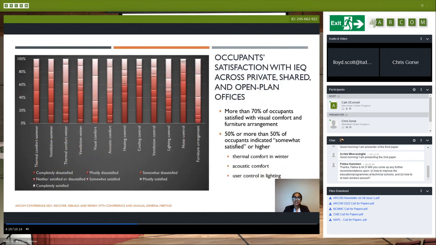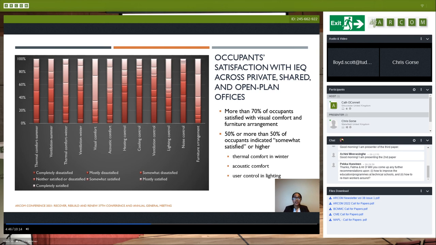The current study compares the occupant satisfaction level and practice of occupant behaviors across three office types: private, shared, and open plan offices. More than 70% of occupants were satisfied with visual comfort and furniture arrangement. This could be due to the Venetian blinds and roller shades in the selected buildings to control external luminance levels.